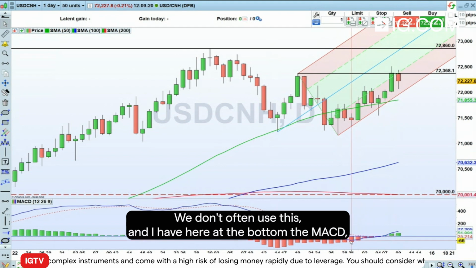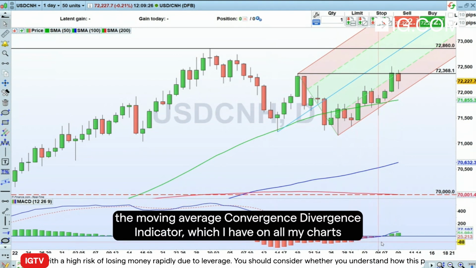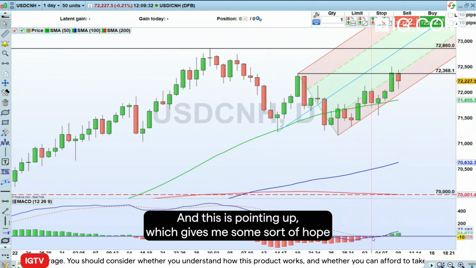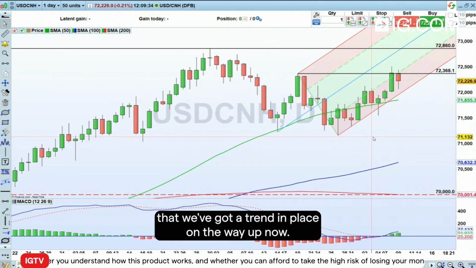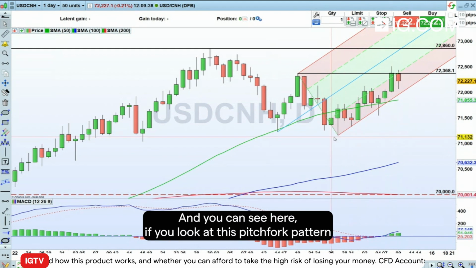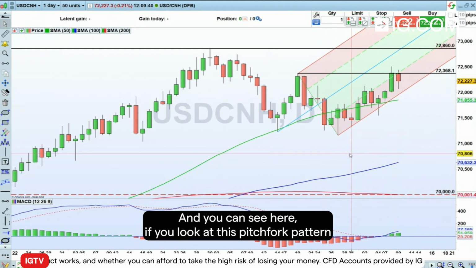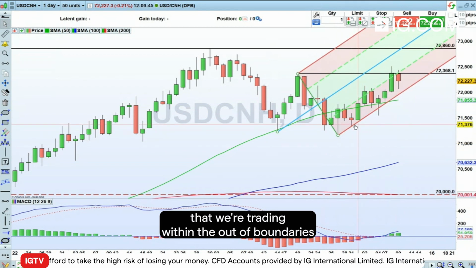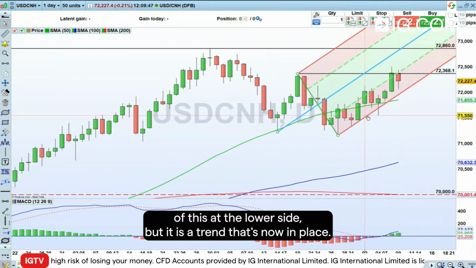I have here at the bottom the MACD, the Moving Average Convergence Divergence indicator, which I have on all my charts, which gives me an indication of sort of direction of travel that we're in. And this is pointing up, which gives me some sort of hope that we've got a trend in place on the way up now. And you can see here, if you look at this pitchfork pattern, that we're trading within the outer boundaries of this at the lower side, but it is a trend that's now in place.